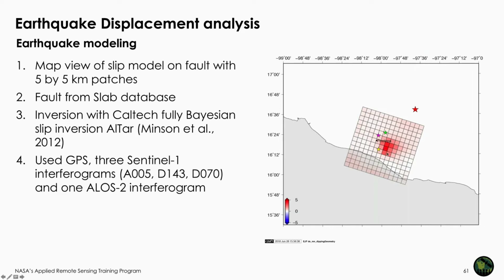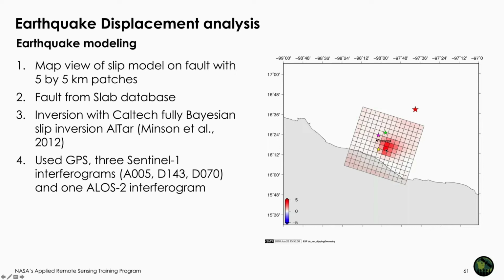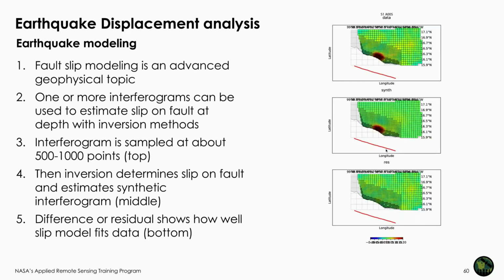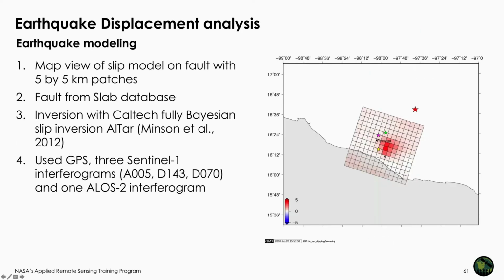I used a special kind of inversion. It's called Altar. I don't have time to go into that, but it's showing that the slip at depth is actually very concentrated, and it's actually a little bit further inland than the main InSAR signal. We saw this area of uplift, but the earthquake slip is actually in the area between the uplift and the subsidence part of the signal.